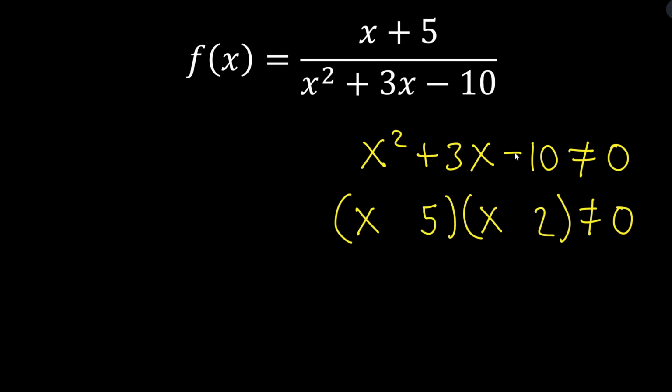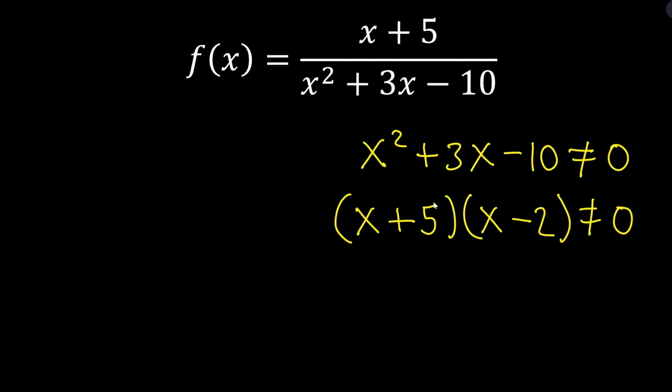And since they need to multiply to negative 10, one has to be negative, one has to be positive, and they need to add together to positive 3. So the positive has to be in front of the 5. We have positive 5 and negative 2, and now we can double check. These multiply to negative 10. They do add to positive 3. We're good to go. And so now we can apply the zero product property.